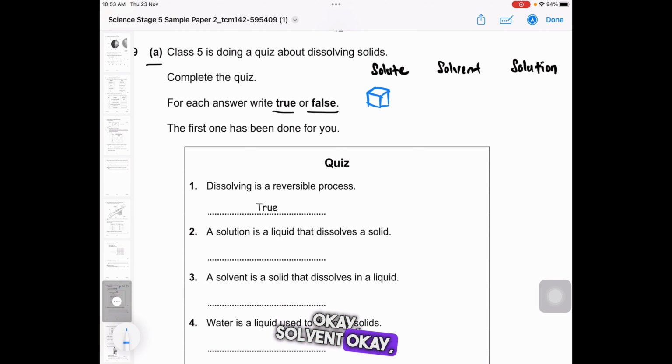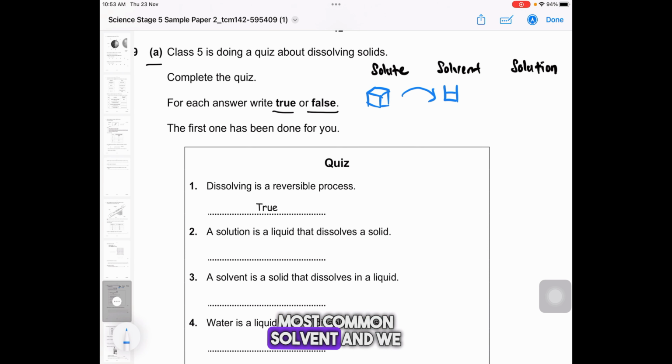Okay, solvent. Solvent is a substance, often a liquid here, that has a capability to dissolve other substances. So water here is one of the most common solvents, and we call this a universal solvent. So in the salt water example, water is the solvent.